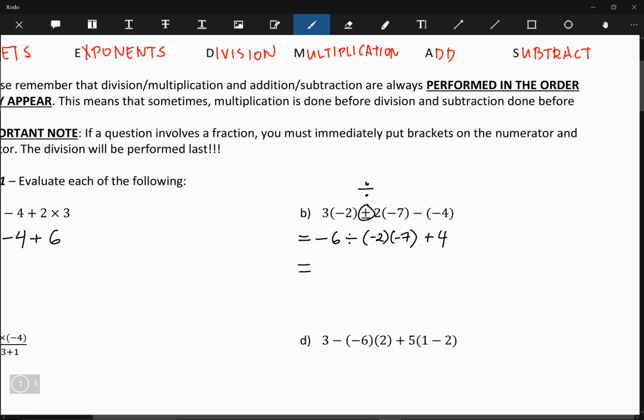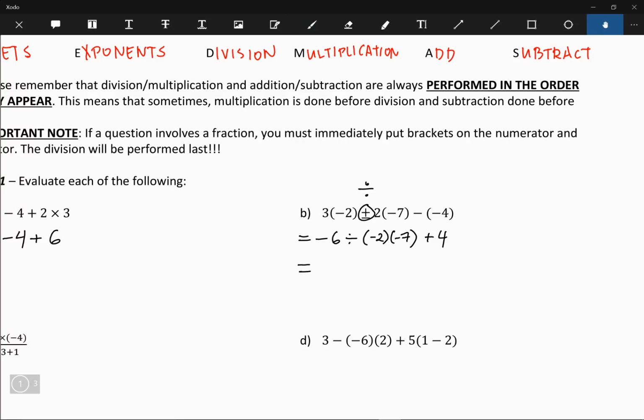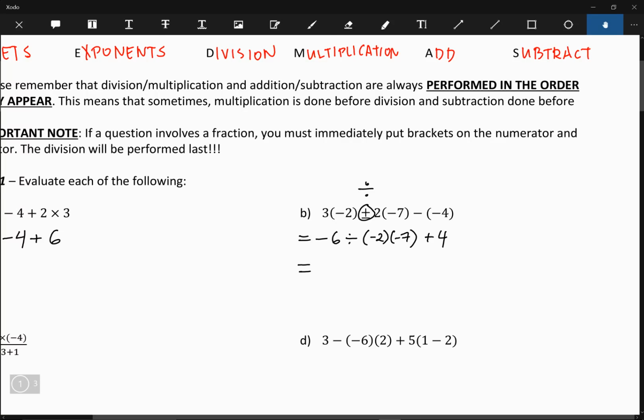And so then what do you do next? Well, you do the operations in the order that they appear. So -6 divided by -2 is +3, multiplied by -7, and then you add 4. So multiplication next: 3 times -7 is -21, and then plus 4. And then my final answer here is -17.